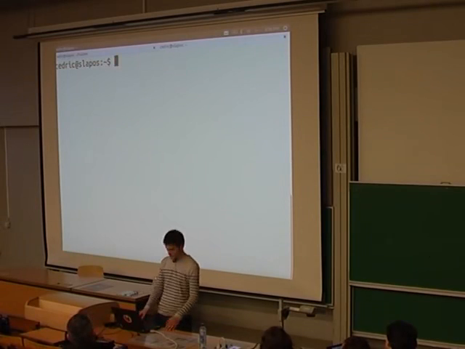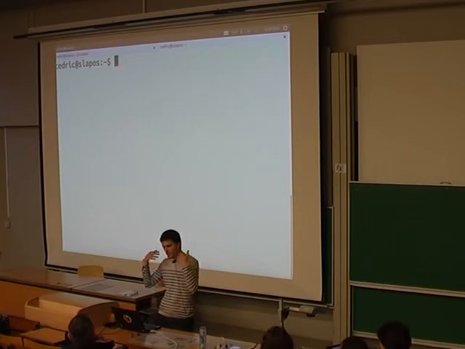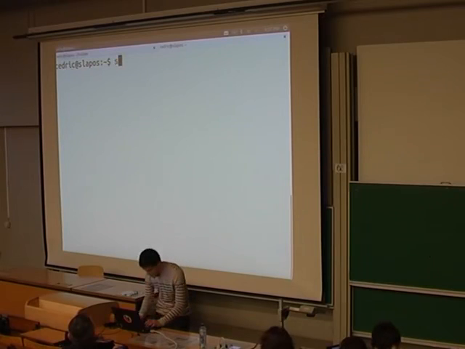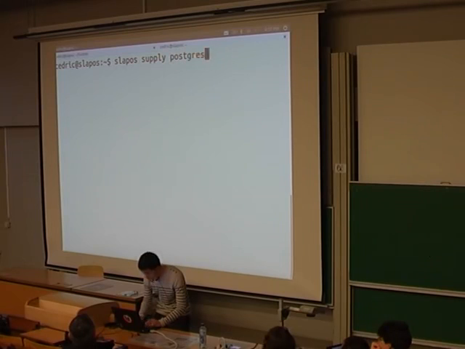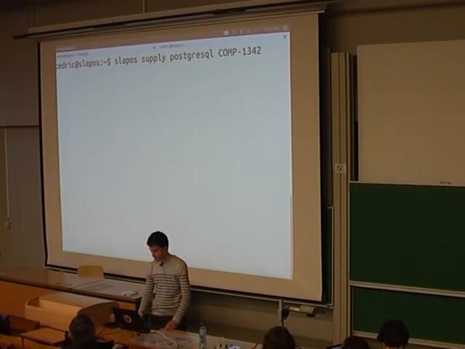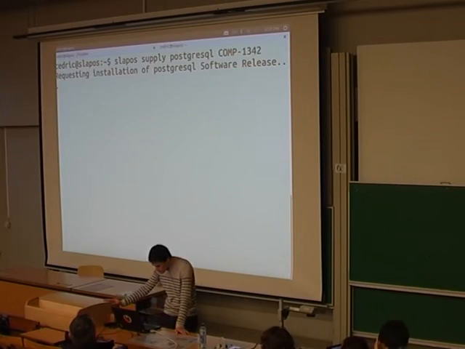All I have to do to use it now is to say that on this computer I want to install all that is necessary to run instances of Postgres. This is the command slapos supply, which installs all the libraries and so on. Supply postgres on this node. The installation is running.